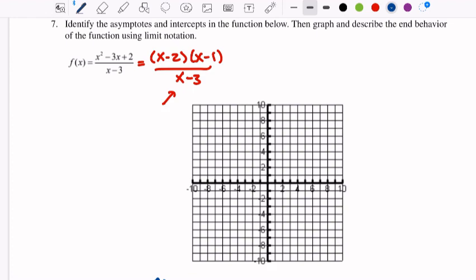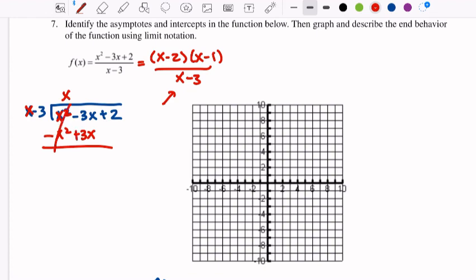So I'm going to have x minus 3, and I'm going to divide that into x squared minus 3x plus 2. Okay, so long division, I'm thinking, what do I need to multiply x by to get me x squared? That's going to be an x. So x times x is x squared. x times negative 3 is negative 3x. But I need to change the signs because I'm subtracting. So that'll get rid of my x squared terms. That'll also get rid of my x terms and leave me with a remainder of 2.